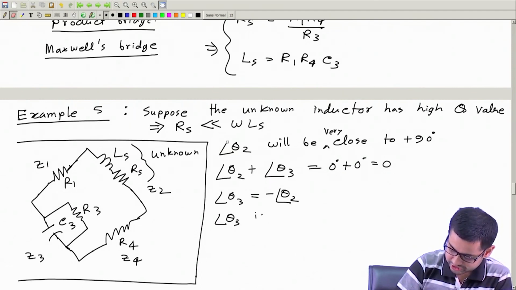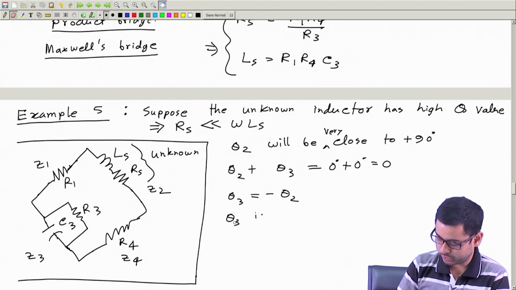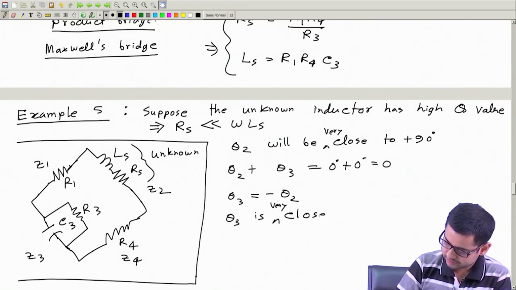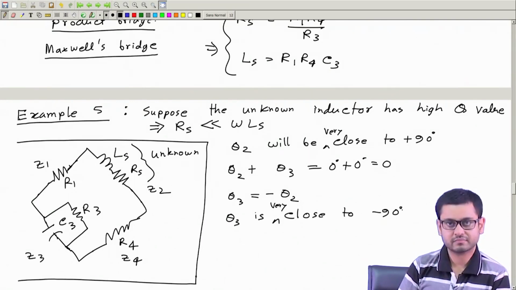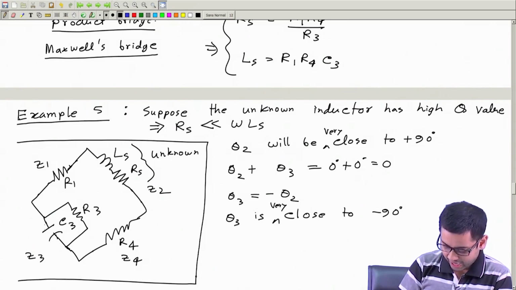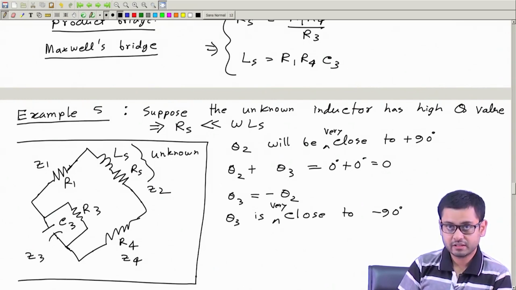I am not sure whether I was using this angle notation here previously or not. Be consistent to your notation whatever you choose. So, this theta 3 is very close to minus 90 degree. When is that possible? That is possible only if this RC combination is almost like a pure capacitance, then only we can have the angle close to minus 90 degree. So, this should be almost like a pure capacitance.